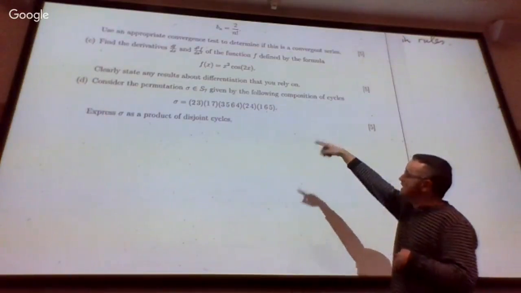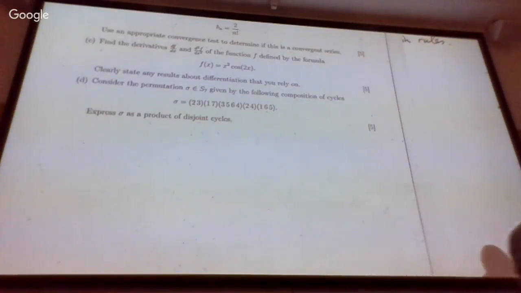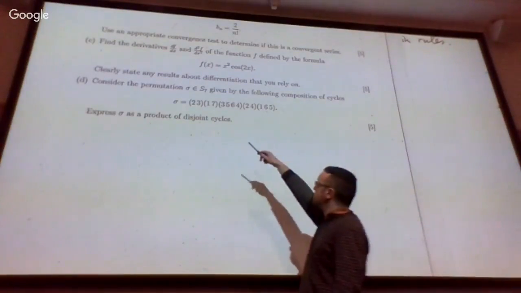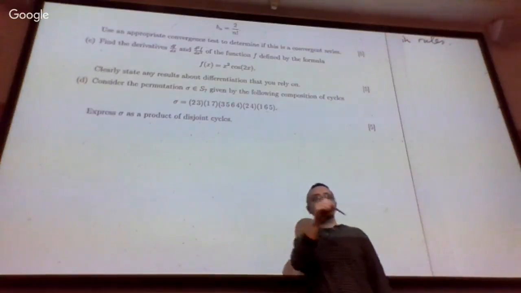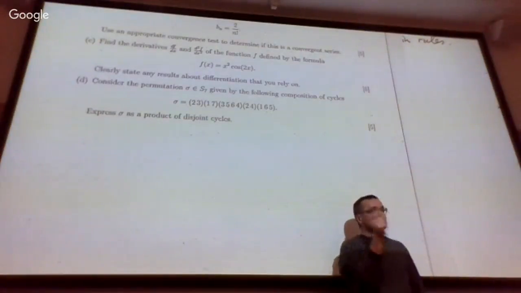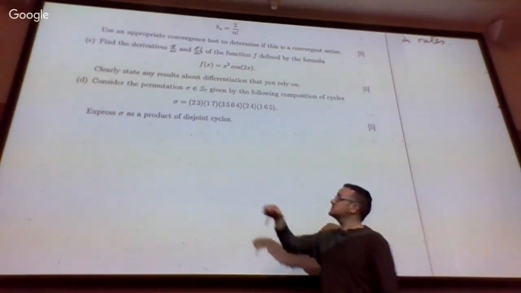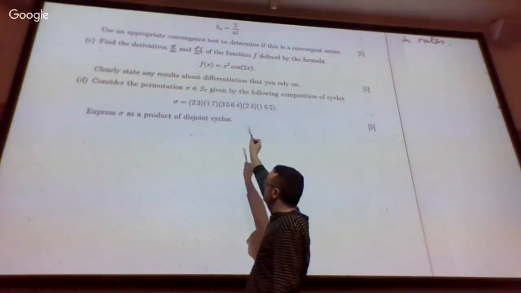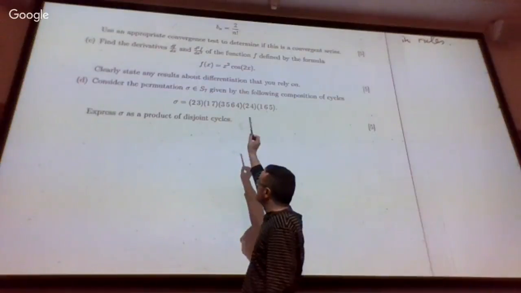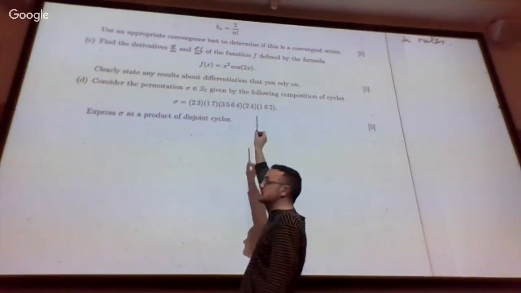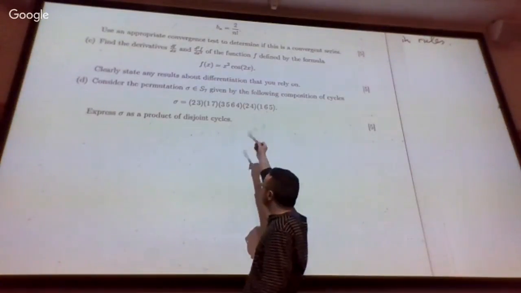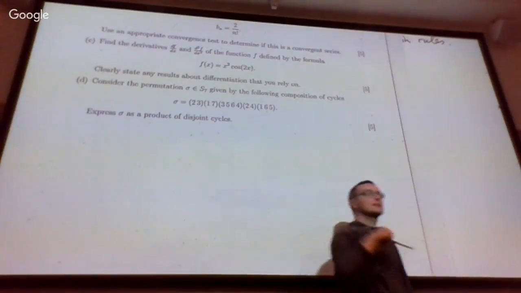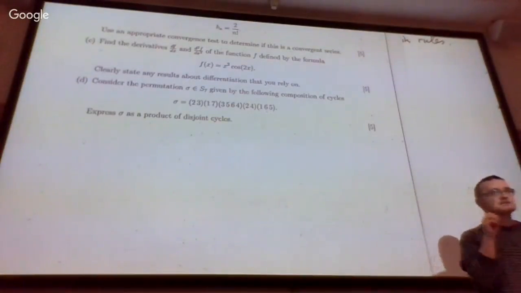And it's given by the following composition of cycles. This collection of brackets here, each bracket is a cycle. It's referring to the permutation on a smaller set of elements, where within each bracket, the operation of the function described by each bracket is to send each object to the next one to the right, and the one at the end of the bracket gets sent to the previous one. That's what each individual bracket is doing.